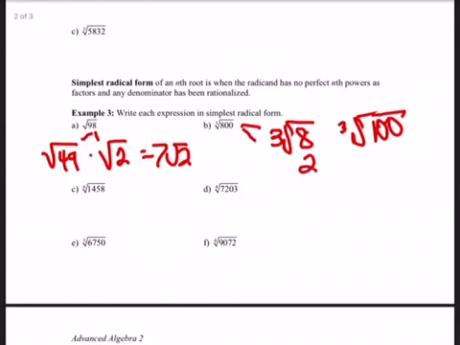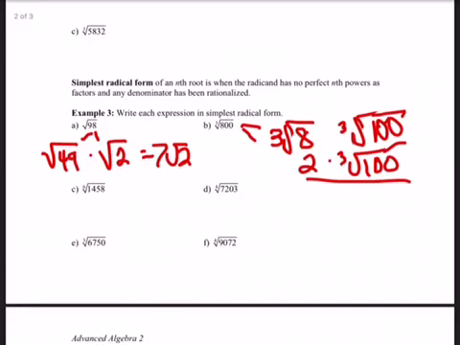Okay, cube root of 100. Now, I need to know, does 100 have any factors itself that are perfect cubes? Like, can I do 8 again? Can I do 3 cubed, 27? I don't think so. Can I do 4 cubed? And so on and so forth. It doesn't look like it has any perfect cubes, so I'm going to leave it as 2 times the cube root of 100.